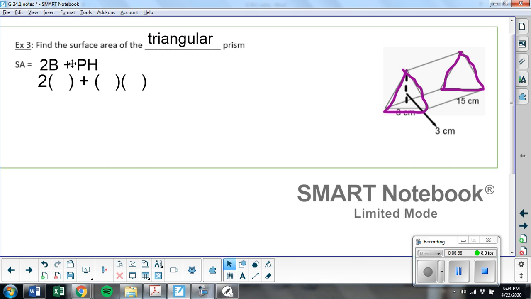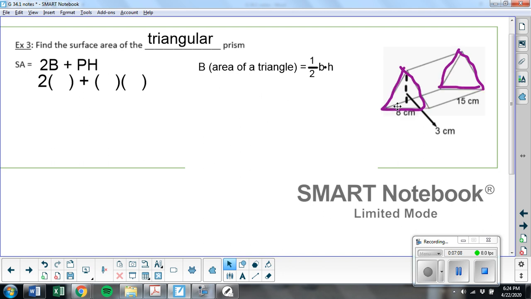First is B, area of the base. So please write down capital B and write what shape it is. Triangle. Write the formula for area of a triangle, which you might use the last unit for. Triangles are 1/2 base times height.